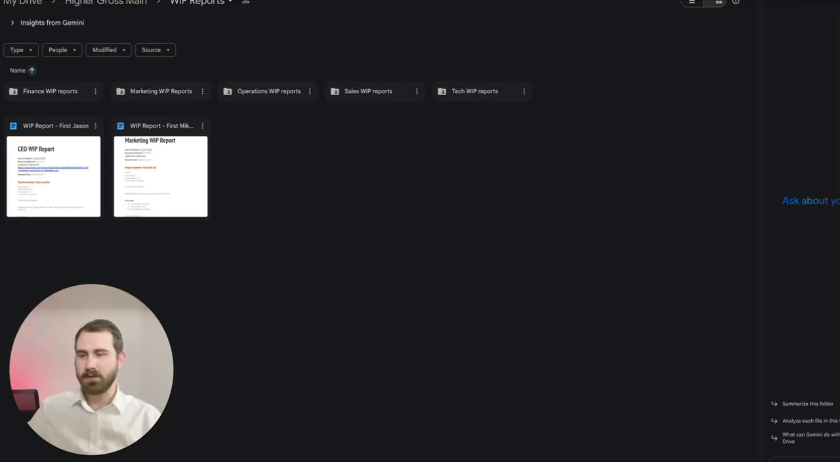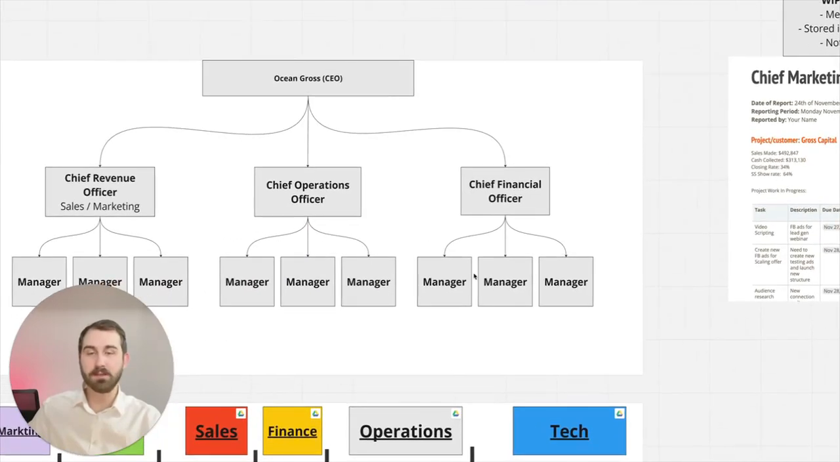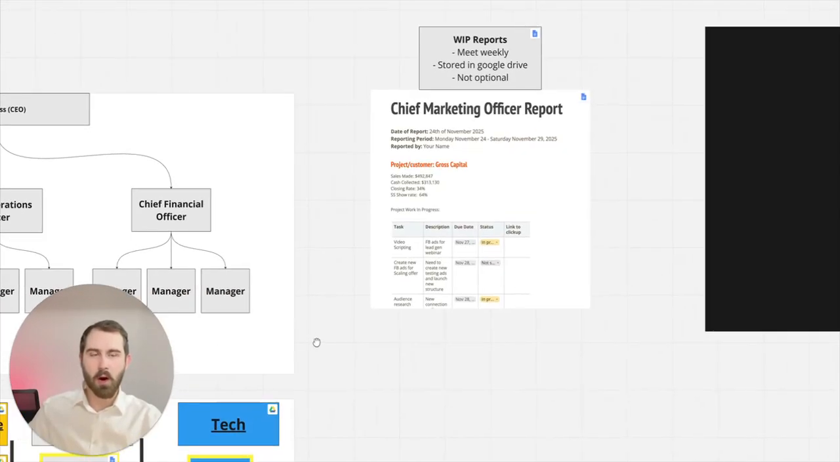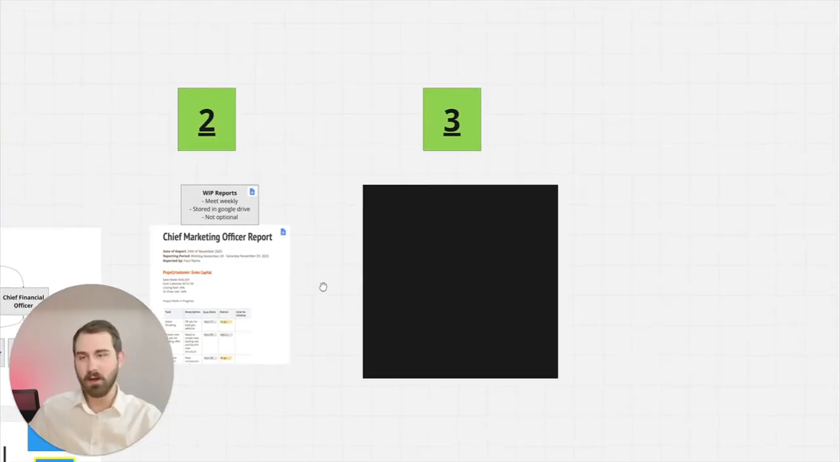And the great thing is you can also put this inside of an AI model and have AI models be trained on what is going on in your business. So there's a lot of insights that can be gained by having a WIP report for every single person in this organization. Now, on the WIP report, I kind of talked about the things that are going well or not going well. So let's talk about number 3.